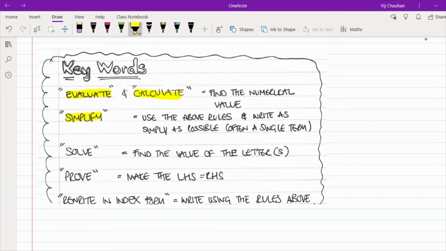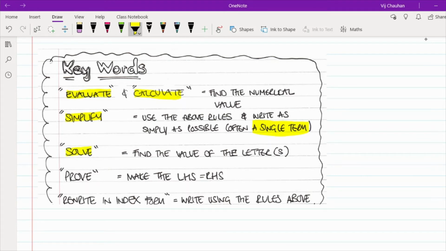Moving on to the word simplify, this is where you are using the rules of indices like described above, and generally speaking your answer would be written as a single term, but again, do not hold me to that. Sometimes it does change, but you are going to be using rules of indices to try and write it as simply as possible. The next thing we move on to is solve.